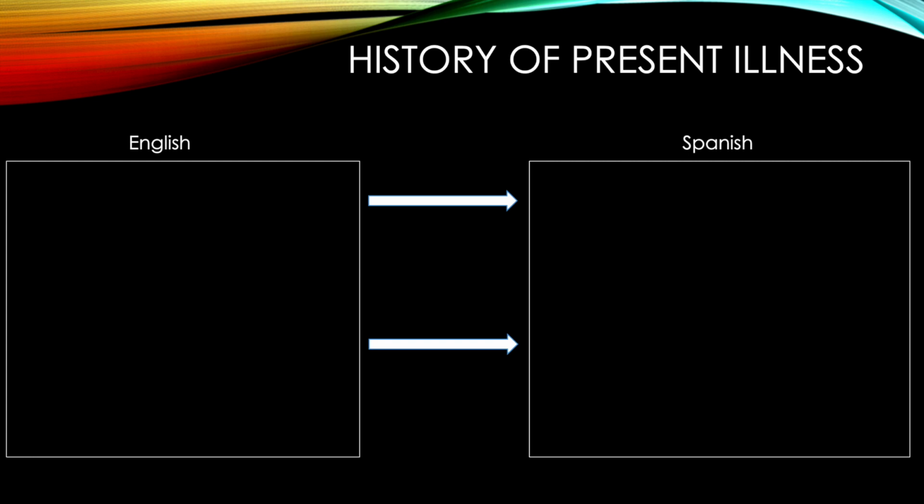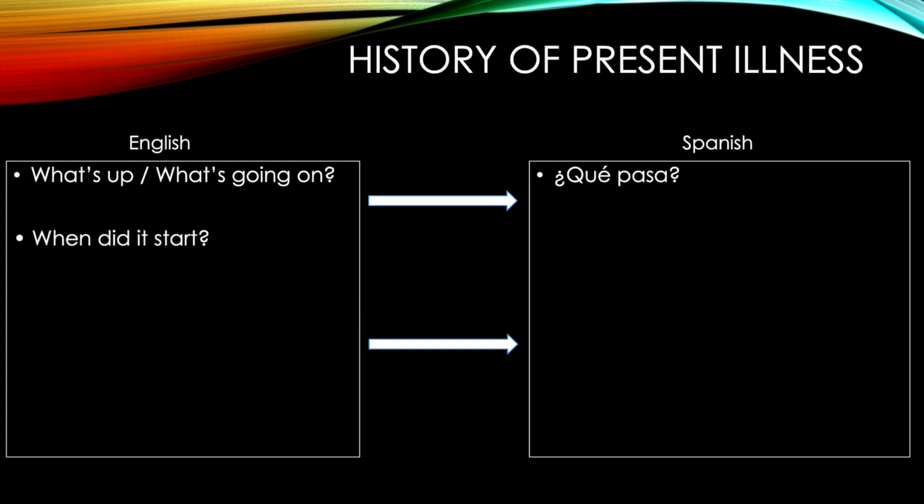So I'm trying to give you some questions that will fulfill the criteria of that mnemonic, right? OPPQRST, for taking an accurate history of present illness. So in order to find out what's going on with the patient, you want to ask, "¿Qué pasa?" If you want to ask when it started, you say, "¿Cuándo empezó?"